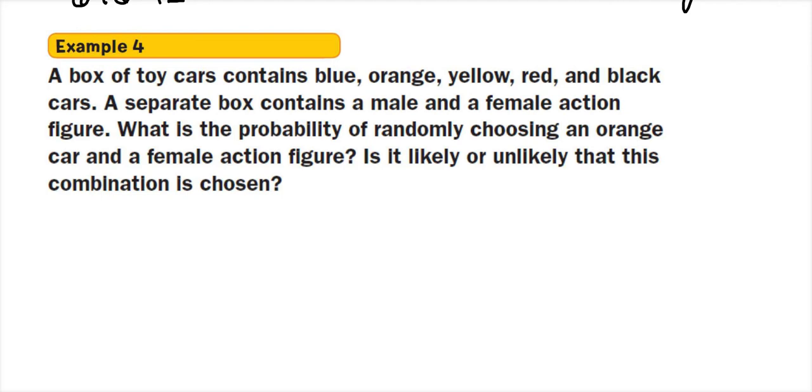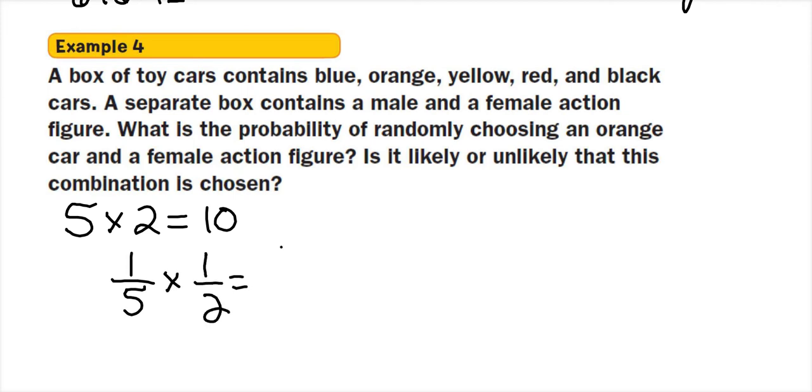Okay, so let's take a look here. First we have to figure out our outcomes. We have 5 different colors, and then obviously there's only 2 genders, so that's 10. So we have 10 different outcomes. Now we have to figure out the probability of each one. First we have to get an orange. There's only one orange in 5, so 1 in 5. And then to be female or male, they only have a 1 in 2 chance, which of course then makes 1 over 10. And then is that likely or unlikely? Obviously 1 in 10 makes it unlikely.